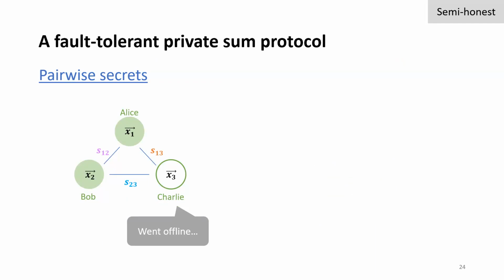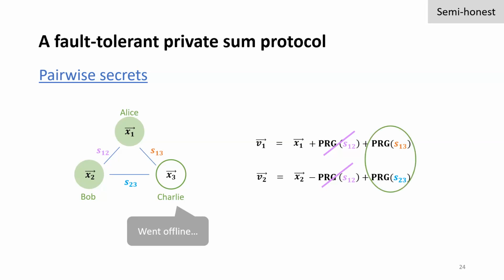However, as you will see, if Charlie goes offline when the server asks to send v3, the server will only get two vectors, v1 and v2, and adding them together will not give us anything useful. The reason is that only the masks associated with S12 are canceling each other out, but the masks associated with Charlie are still there. So the trick is to reveal the secrets associated with Charlie, and this is still private for the instance I gave here because x1 and x2 are still masked by some other masks. But of course, revealing secrets will result in more issues, and we have more techniques with additional masks to deal with it, but let's stick to this example for now.